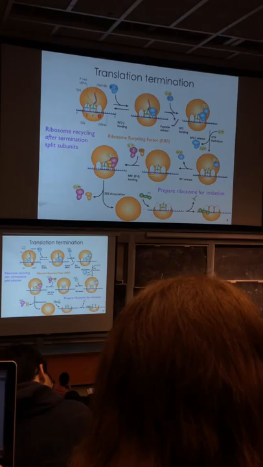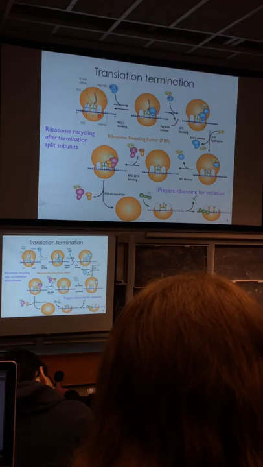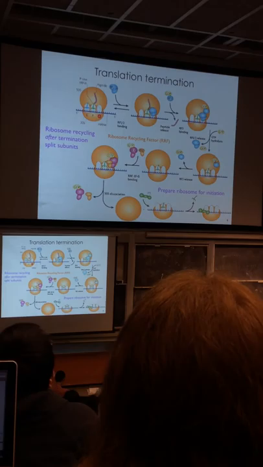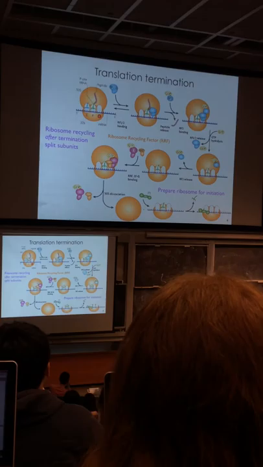And an initiation factor is actually responsible for then finishing the process of preparing the small subunit of the ribosome for a new round of translation initiation. So we're going to discuss translation initiation in somewhat more detail. I think the important things to remember about termination are the way that we have these protein factors that mimic the tRNAs and recognize the stop codons in order to release the peptide.